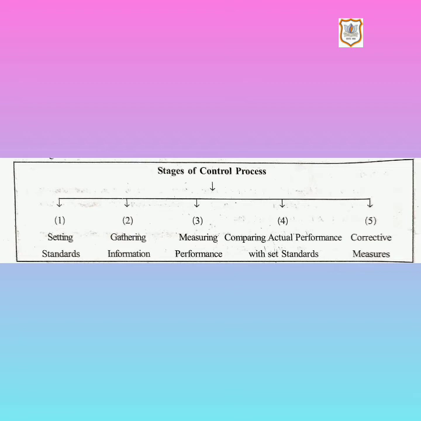Fifth point, corrective measures. This is the last stage of controlling process, but a very important stage. Corrective measures means if any deviations are found, corrective actions are taken so that goals or targets can be achieved easily. It includes 3 measures that can be taken.